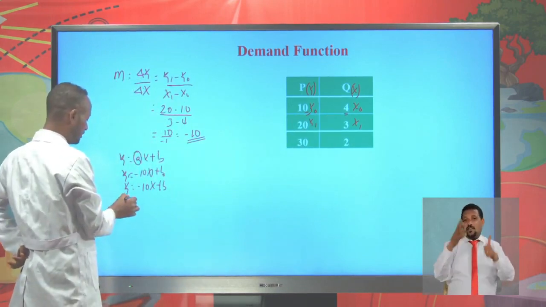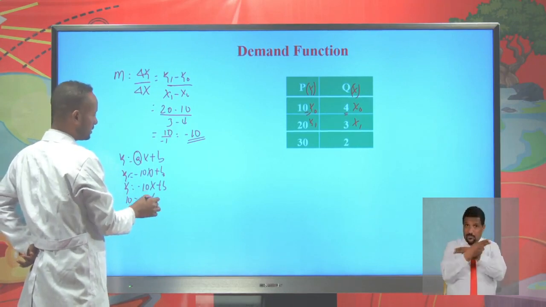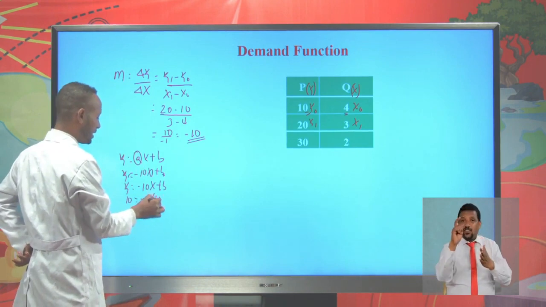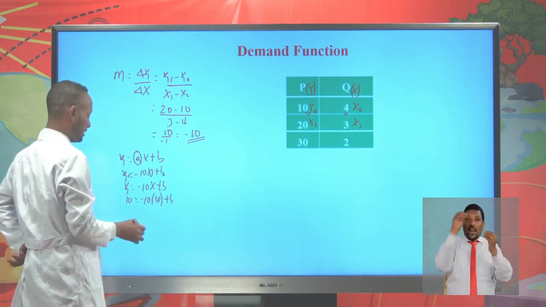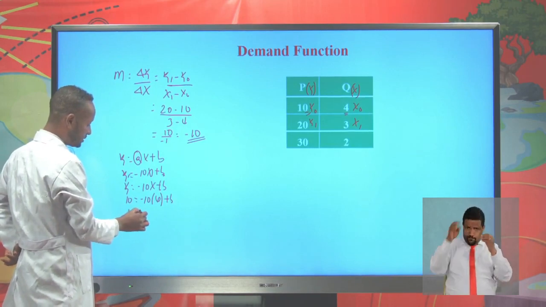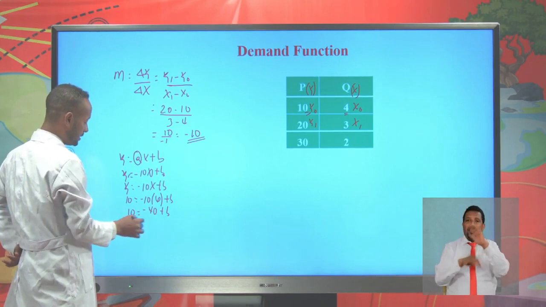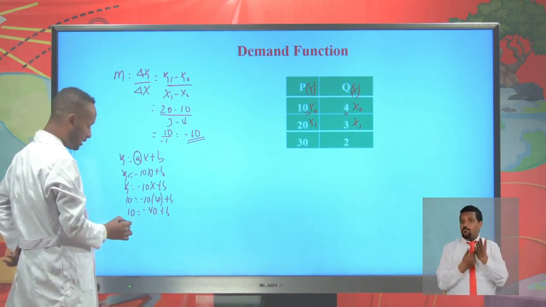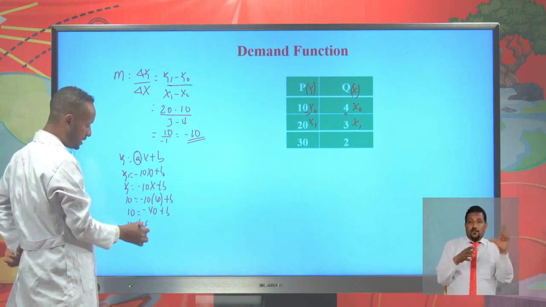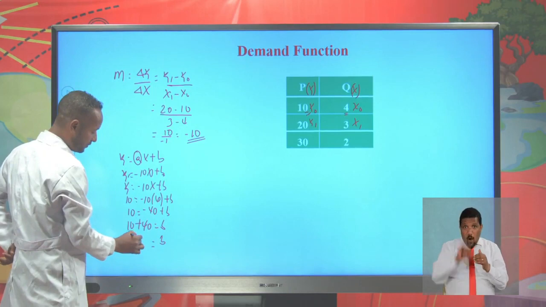So this will give you 10, which is equal to minus 10 times the value of x, which is 4, and then plus b. Now let's rewrite this: 10 is equal to minus 10 times 4, which is minus 40, plus b. And then when we collect like terms together, when we put this minus 40 to the left, we get plus 40, which is equal to b. Now the y-intercept is 50.